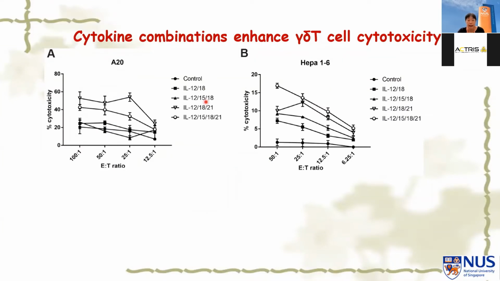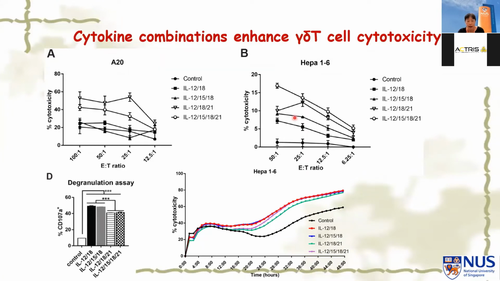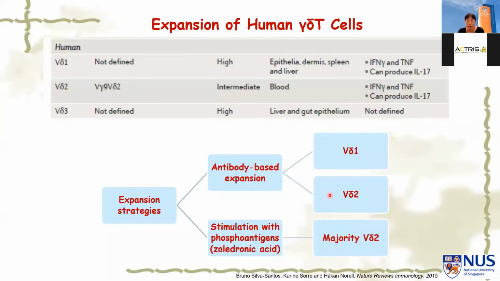We looked at a short-term, 4-hour killing assay, looking at killing of a leukemia cell line and a liver cancer cell line, especially for the solid tumor. Actually, they kill a lot better with all four combinations. And the degranulation marker CD107A also increased for all combinations. This is the 48-hour killing assay. You can see all the combinations increased their killing capacity over a long time period. So this is quite promising.